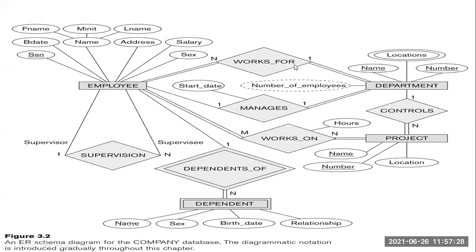It is a single diamond, it is there, see. Single diamond line it is there, then we say it is a strong relationship. Nobody is dependent on another. Every table is having a primary key.